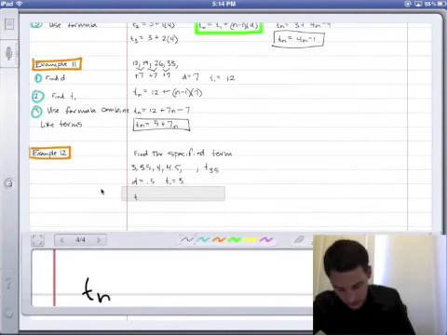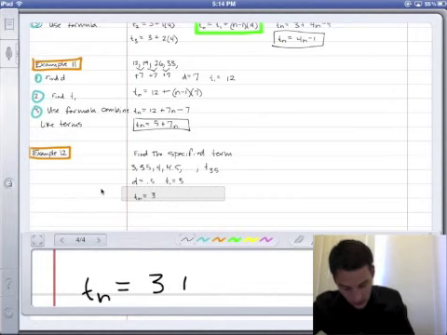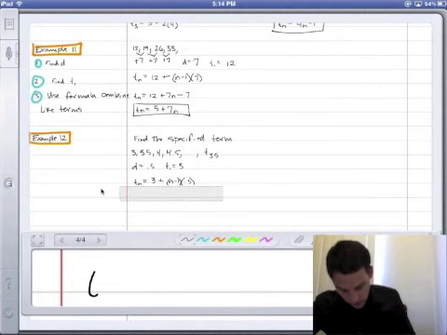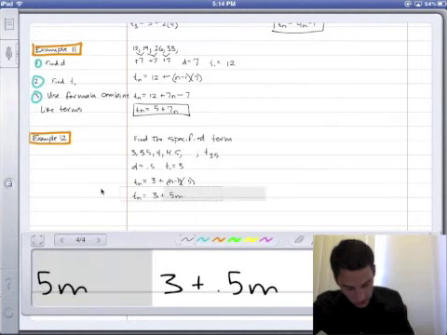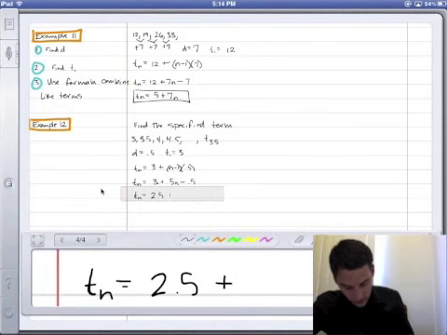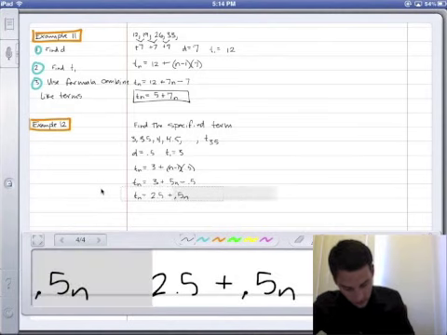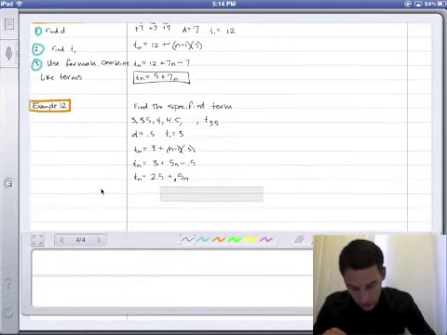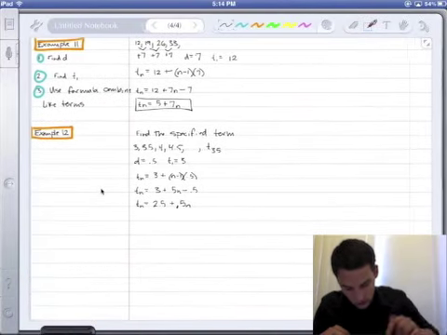So the formula is t sub n equals the first term, 3, plus n minus 1 times d. What is d? 0.5. Distribute. 3 plus 0.5n minus 0.5, 2.5 plus 0.5n. So I have a formula now.